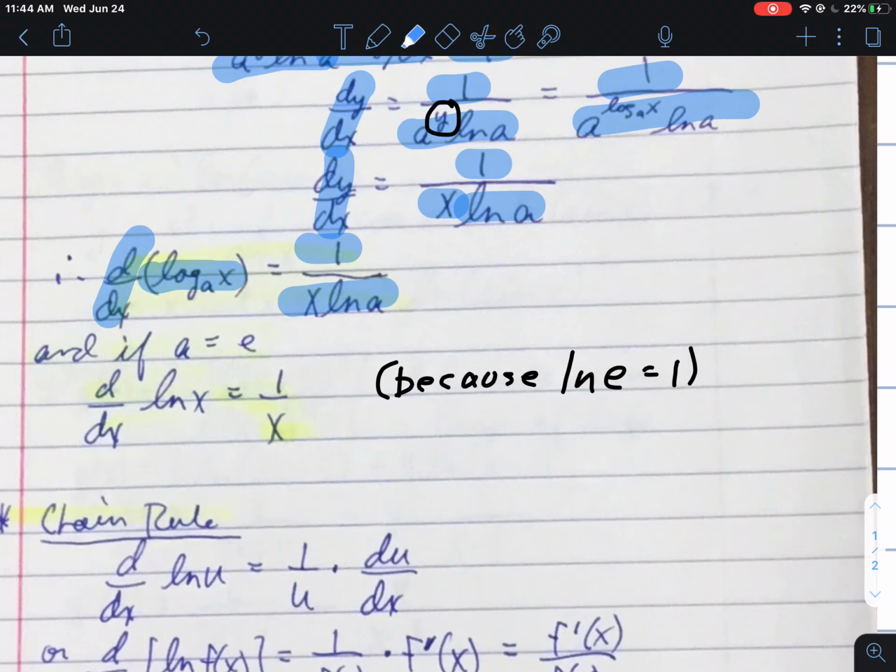Now we're going to get into the whole chain rule thing here in just a second as well. So what if the argument is not just x? What if it's something else or something more?